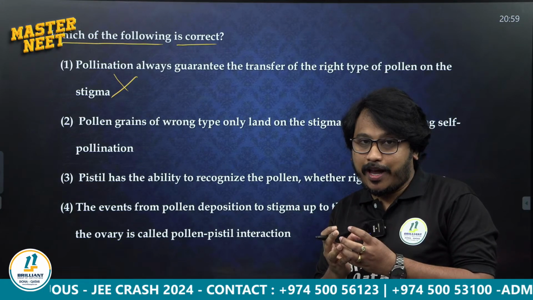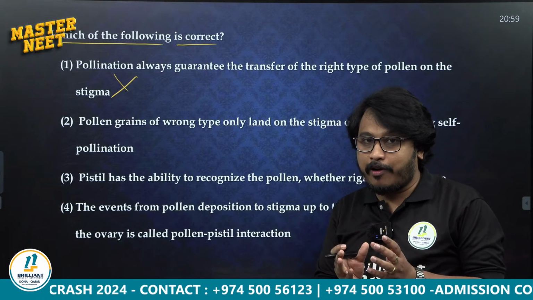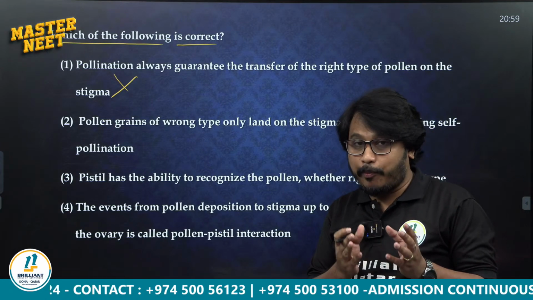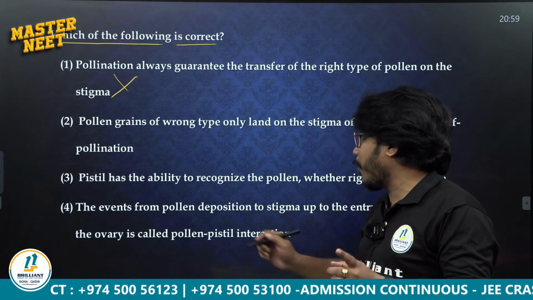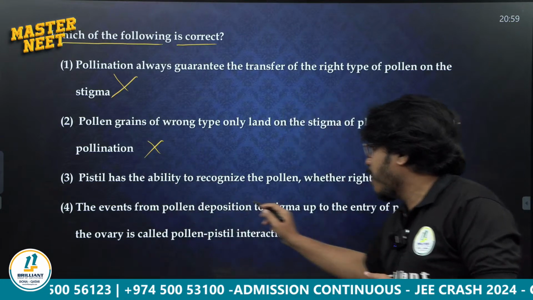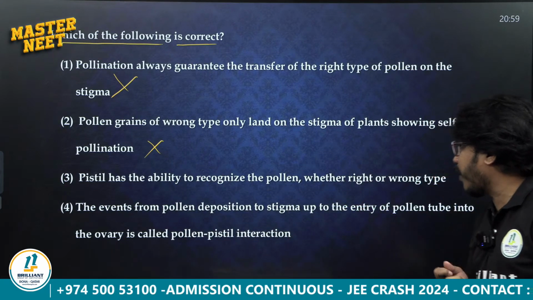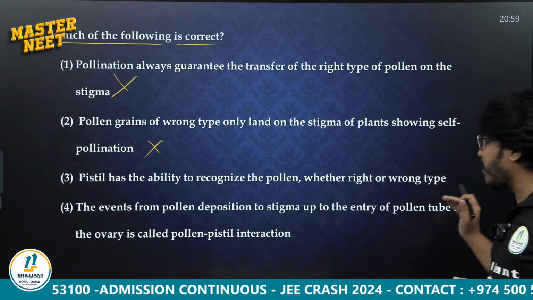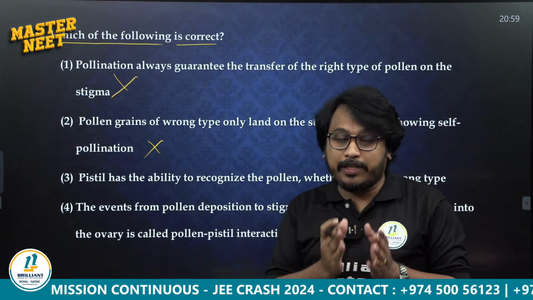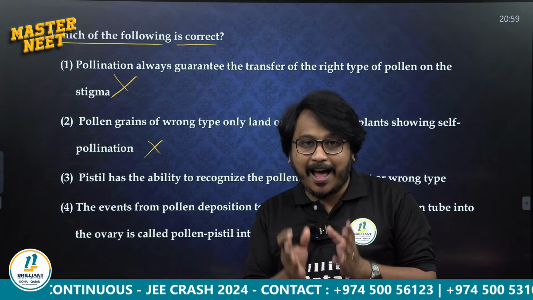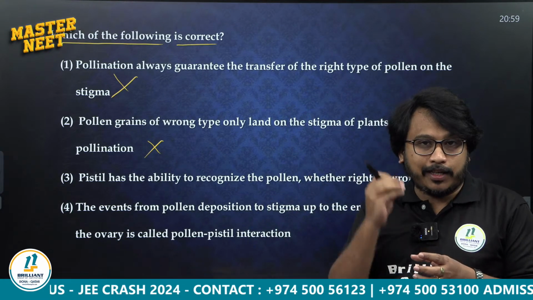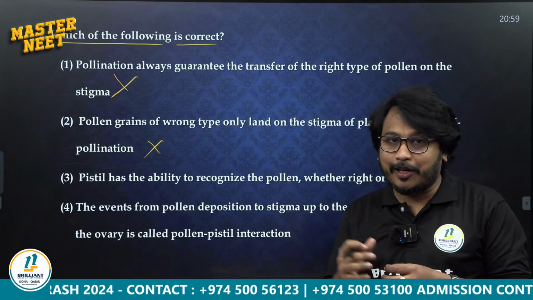And if it is cleistogamous, only own pollens will be falling, and they don't require the pollinators also. That also is a point you should remember. Then the pistil has the ability to recognize the pollen, whether it is the right or wrong type. That is the pollen-pistil interaction's main point. They have the ability to understand whether it is the right type or the wrong type.